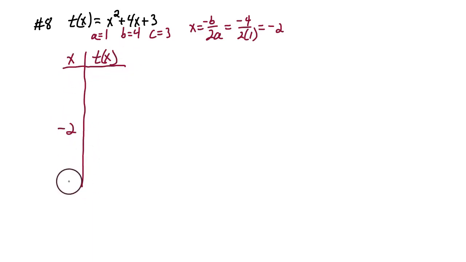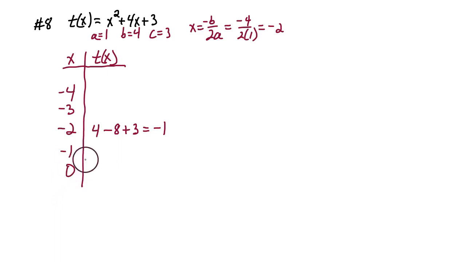and this is negative 2. To get the f of x value, plug in negative 2. So negative 2 squared makes 4. 4 times negative 2 is negative 8, and then plus 3. This is negative 1. For numbers to the left of negative 2, I'm using negative 3 and negative 4. And to the right of negative 2, negative 1 and 0.